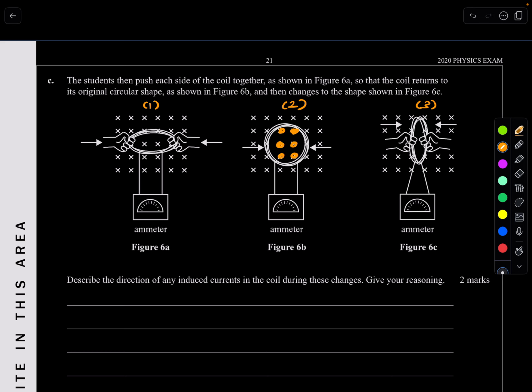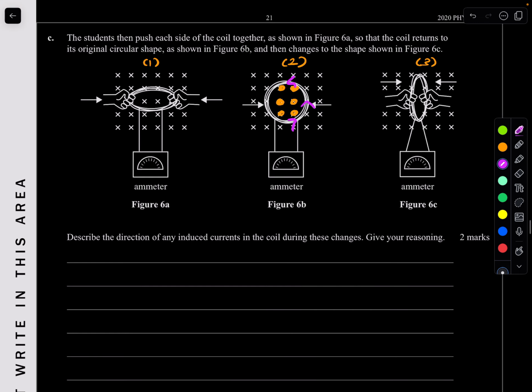Remember, when there's an increase in flux, it's going to oppose that change, so the induced magnetic field will be in the opposite direction, so out of the page. Using your right hand grip rule, make sure your thumb's out of the page, and your fingers are going to be rotating anti-clockwise, if I'm not mistaken. Yep, that looks good, anti-clockwise from my hands. It's going to be moving anti-clockwise.